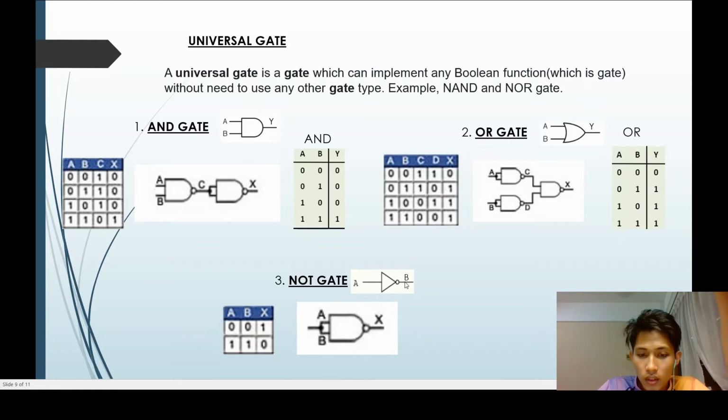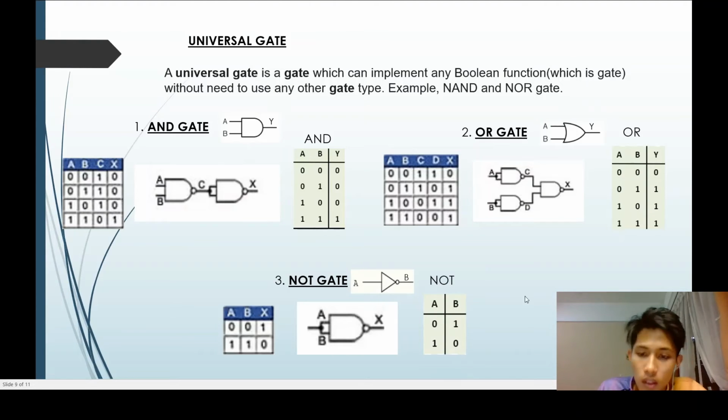So for the NOT gate, we only use the NAND gate, but we must make sure that the NAND gate has only one input, which is AB. So AB must be the same input. So I will compare the result.